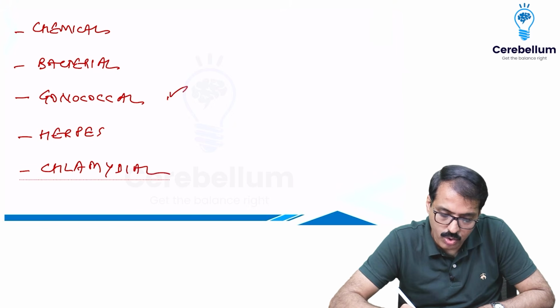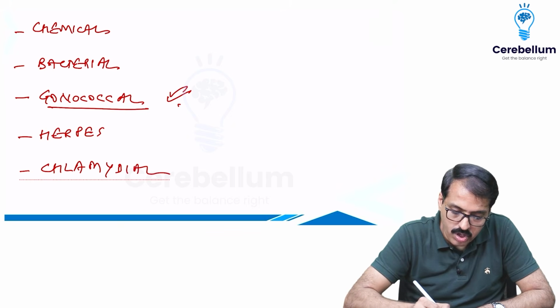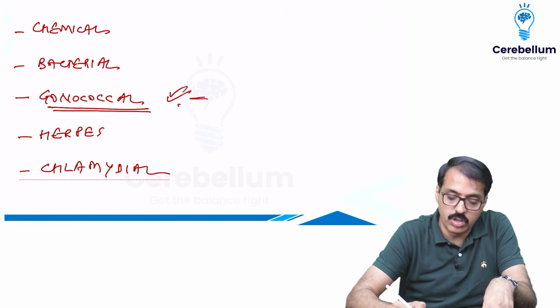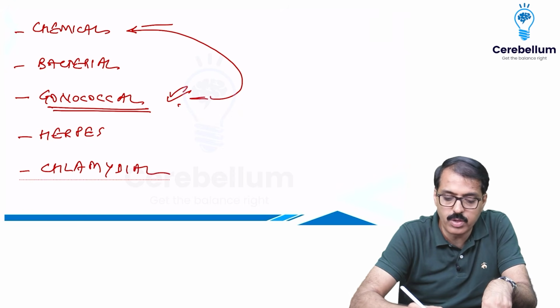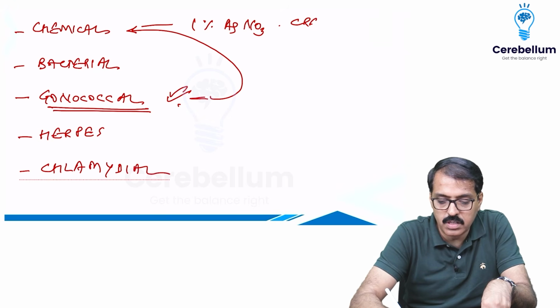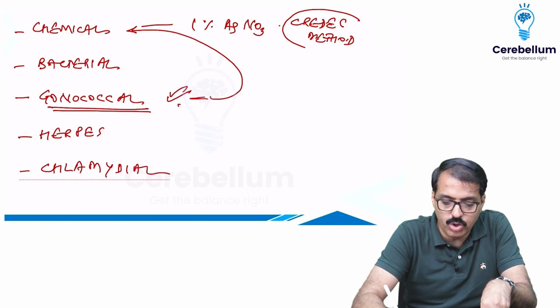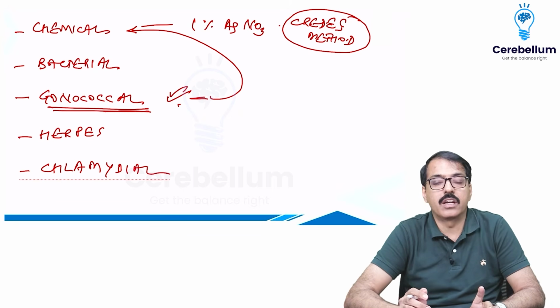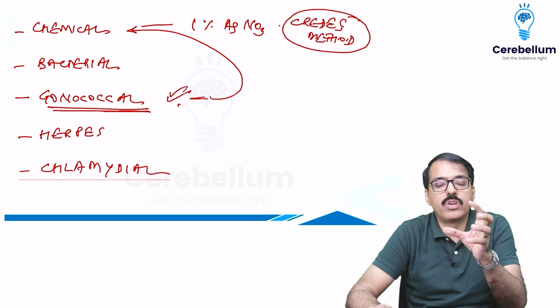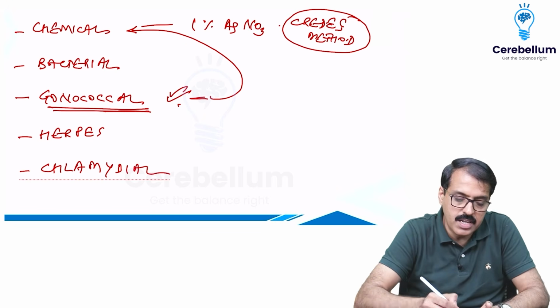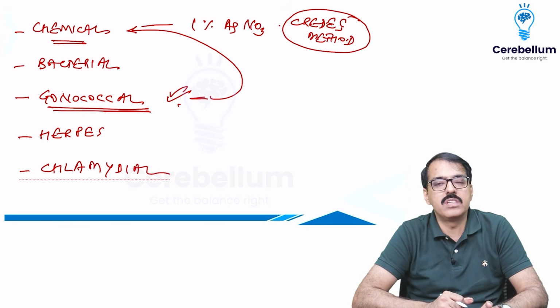Earlier, gonococcal was most common. Gonococcal was so severe that it used to lead to vision loss. To prevent gonococcal ophthalmia neonatorum, we used to use a chemical. What was the chemical? It was 1% silver nitrate. This was the Crede's method. But by itself, the chemical used to cause ophthalmia neonatorum. Now, since gonococcal is under control, we have ceftriaxone and good antibiotics. So the incidence has gone down, and the chemical is not used nowadays anymore.